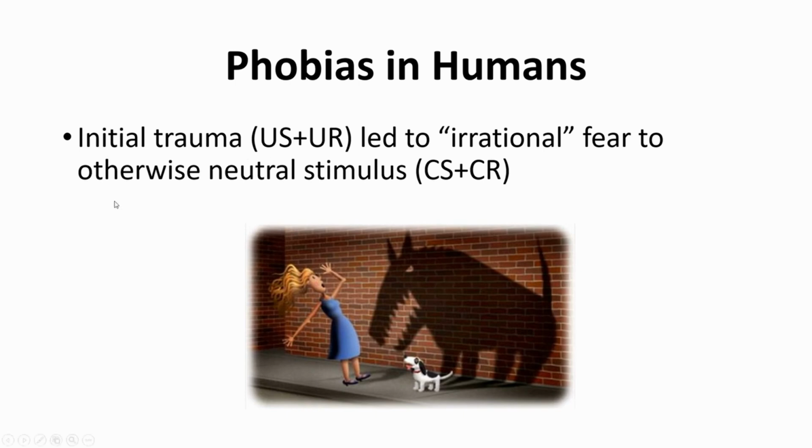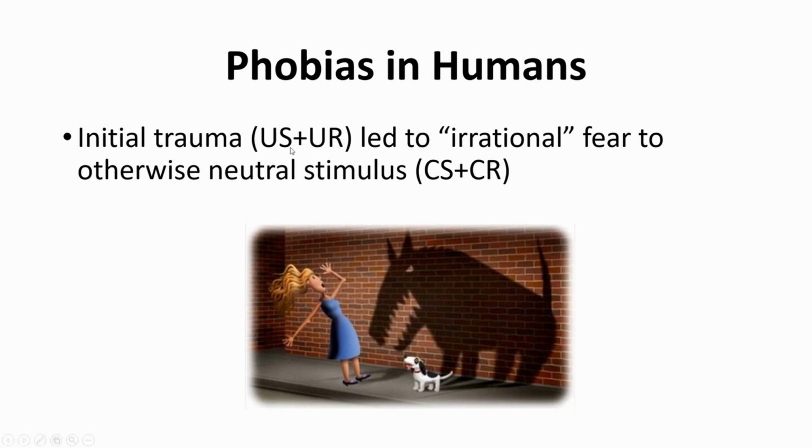So we can talk about phobias, where people can have intense fears tied to particular stimuli. And when these phobias develop, we can usually see some kind of initial trauma where an unconditioned stimulus and unconditioned response come to be associated with what otherwise would have been a neutral stimulus. So it's a standard classical conditioning setup, but with something that shouldn't necessarily be linked with that unconditioned stimulus.